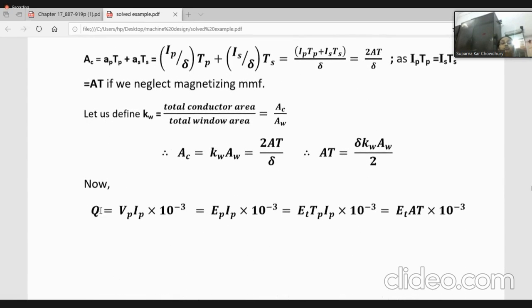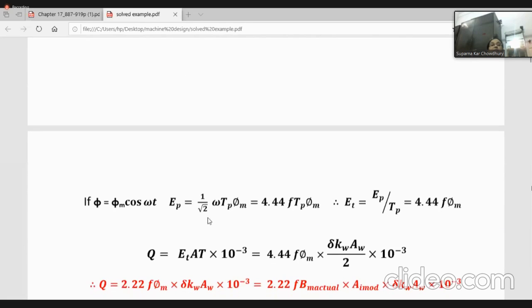So Q, the kVA rating, is VP IP into 10 to the power minus 3, because this is kVA. If we neglect the drops, which are very small for a transformer, this is EP IP into 10 to the power minus 3. So EP can be defined as ET into TP, where ET is the voltage per turn, into IP. So again, TP into IP is AT. So ET into AT into 10 to the power minus 3.